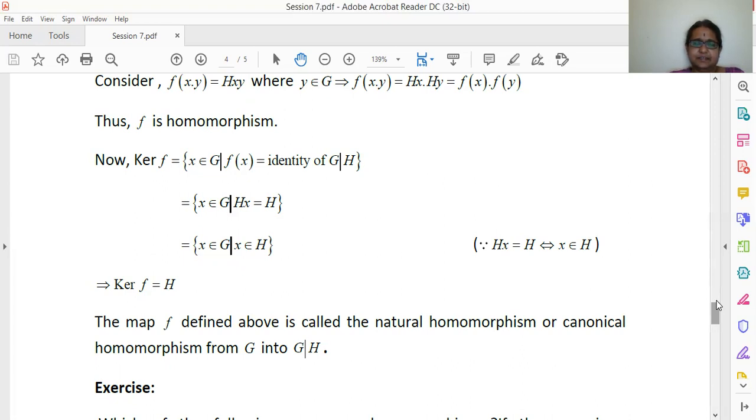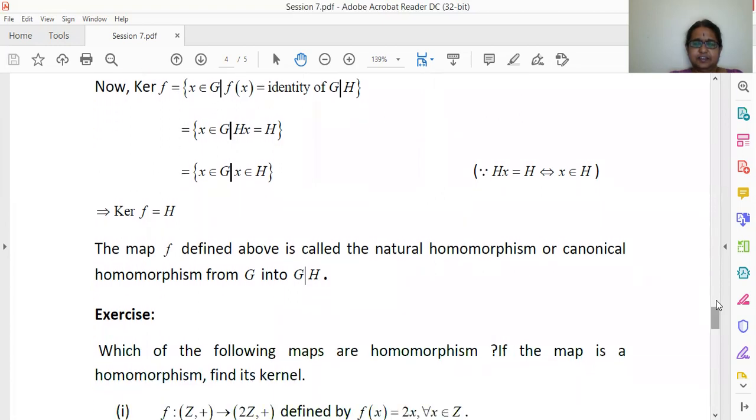And in these theorems, we have come across the quotient group. That is, we have defined a homomorphism from G to the quotient group G by H and found its kernel. And in one of the results, we have shown that the mapping F is 1 to 1 if and only if kernel F consists of only the identity element E.